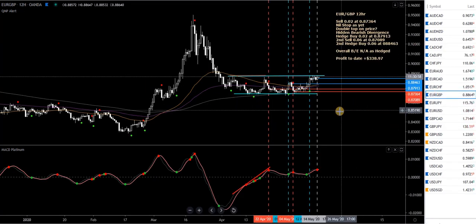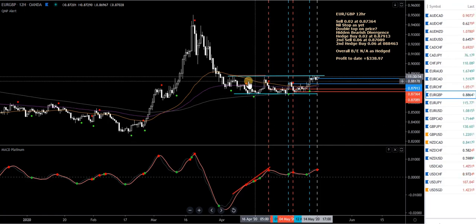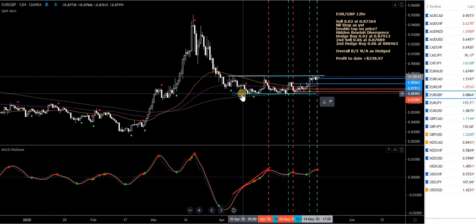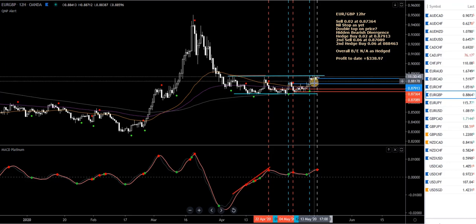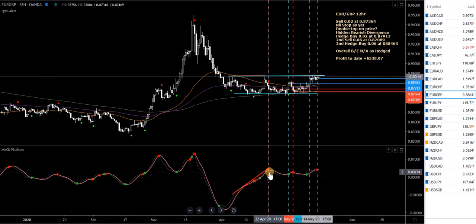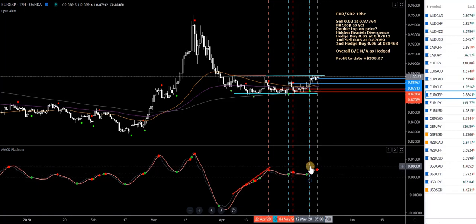Euro pound, we're in several trades here. We started with a sell, got these resistance, support levels. Look at this, you think that's a range? A breakout would be nice. And look at the MACD platinum above the zero level the whole way across here. So we've got a sell, hedge buy, second sell, second hedge buy.